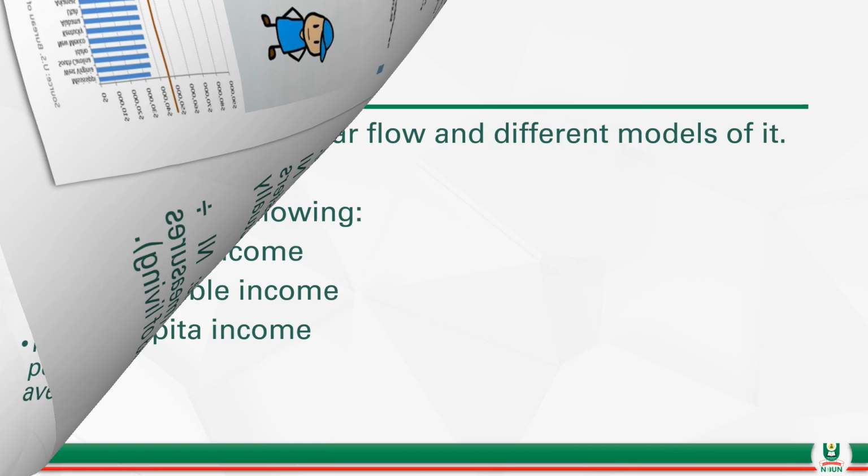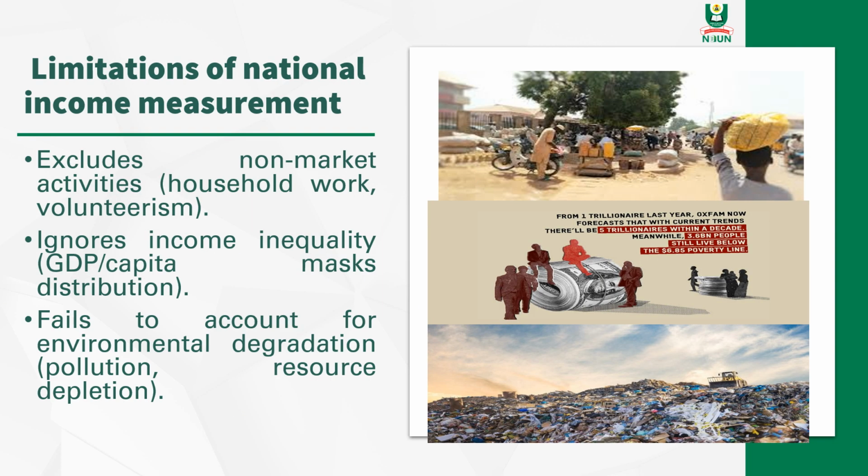Let's look at the limitations of national income accounting. It excludes non-market activities. That is a major limitation because household work and some volunteerism are not captured, and these can also be monetized as income or wages. It ignores income inequality, that is GDP divided by population, and how income is distributed. It fails to account for environmental degradation, such as pollution and resource depletion.